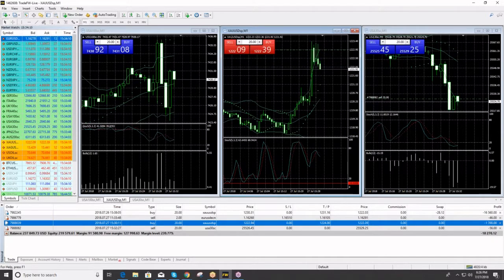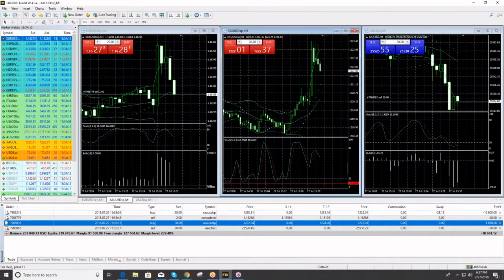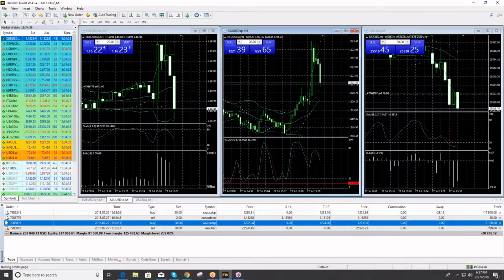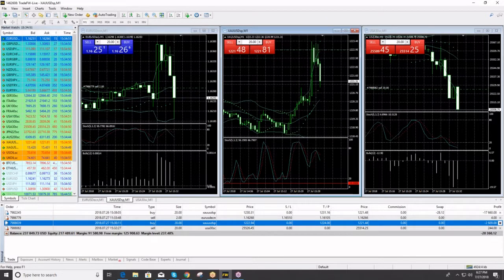Let's have a look also on Euro USD. Look at this movement. All day long it was not moving, and now it started to move. It decided to move. Very nice results.